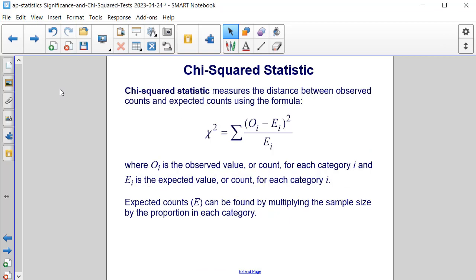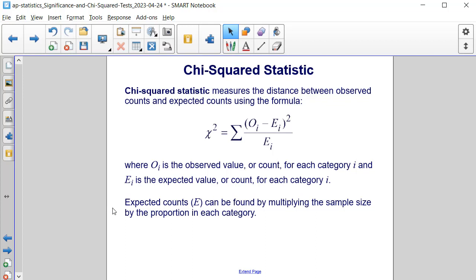The chi-squared statistic measures the distance between observed counts and expected counts using the formula chi-squared is equal to the sum of the observed value minus the expected value, quantity squared, divided by the expected value, where capital O with I in subscript is the observed value or count for each category I, and capital E with I in subscript is the expected value or count for each category I.